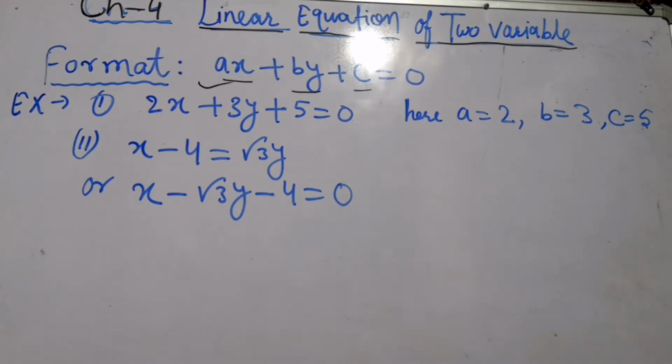If the equation is not given in the format, then you need to arrange it in the given format. Like example 2: x minus 4 is equal to root 3 y. Here we can arrange it like x minus root 3 y minus 4 equals 0. This equation is now in the format of a linear equation in two variables.